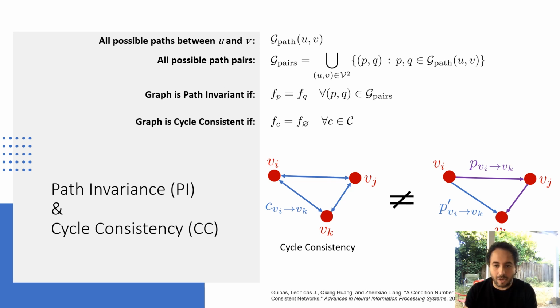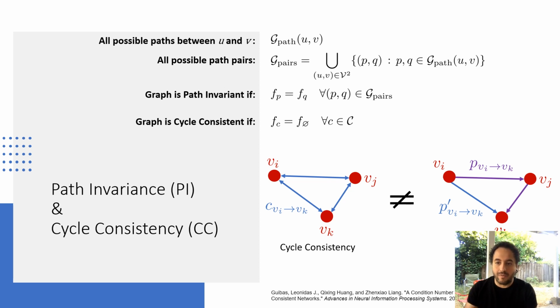We can think about going from I to J, J to K, and then back to I. This is like an undirected graph if you want. Along this cycle, to have cycle consistency, I should be starting from vertex I, going back to vertex I, chaining the transformations, and arriving at the identity map.